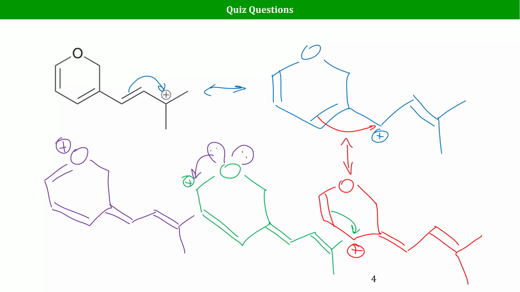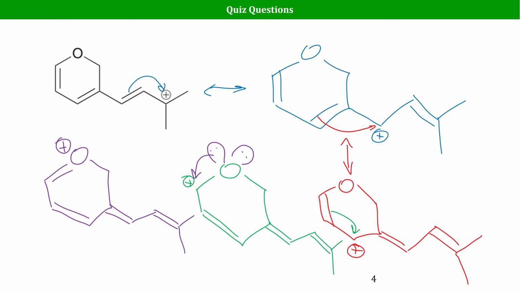If we're trying to rank them in terms of stability, most of them are pretty close to the same stability. Because what's the most important thing in terms of stability? Full octets. Only one of them has a full octet, where everything has a full octet. They're all the same except for the purple one.